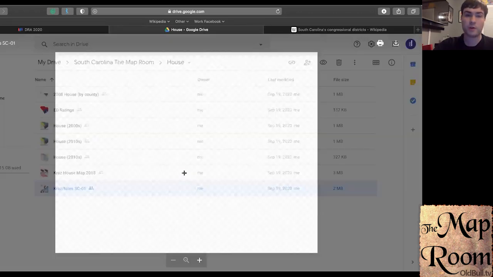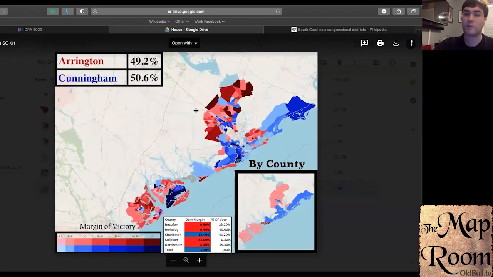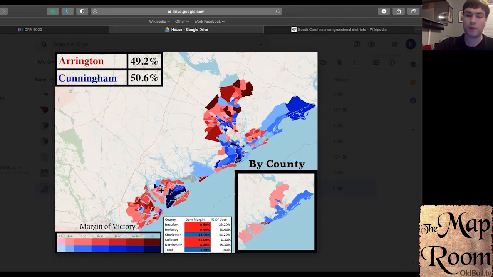So this is the election in 2018. Obviously, this is a Republican area. Trump won the district by 11 percentage points, but Democrats are able to flip it. And they did so because the Republican nominee, Katie Arrington, was a pretty terrible candidate. But they also had growth in places like Beaufort County, Charleston in particular, did pretty well overall.